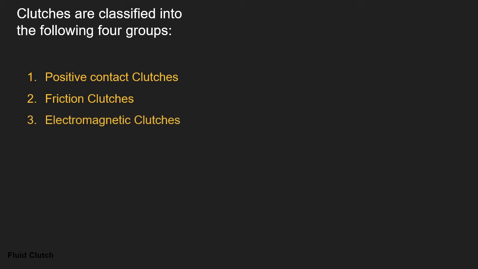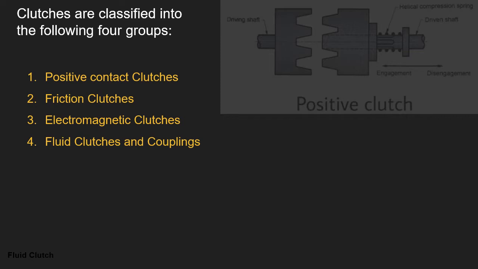So in this slide, we look at the four classifications of clutches. They are positive contact clutches, then you have friction clutches, then you have electromagnetic clutches, and then you have fluid clutches. So these are the four general classifications. I've got photographs of all four groups. Let's have a look at it.